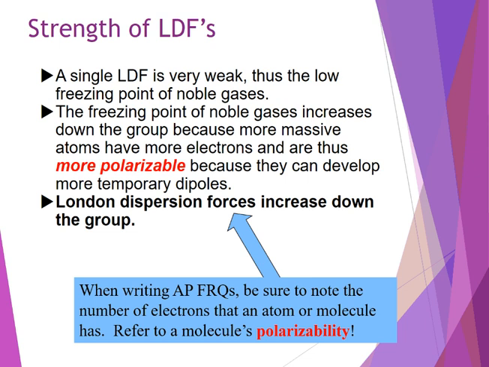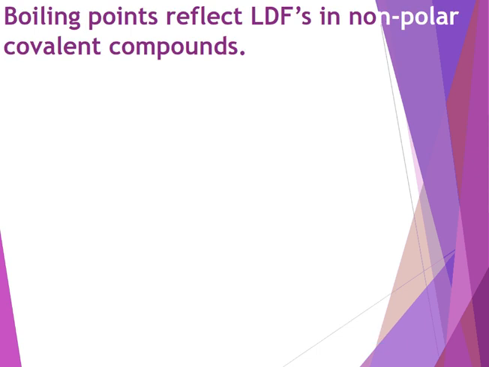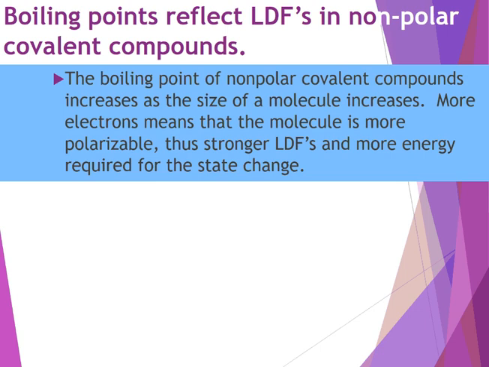When you're writing an FRQ, it's very important to note that the number of electrons in an atom or molecule, we're going to refer to as polarizability. How easily does this polarize? Substances that are larger with more electrons are more polarizable. Bonding reflects LDFs in nonpolar covalent compounds. The boiling point of nonpolar covalent compounds increases as the size of the molecule increases.